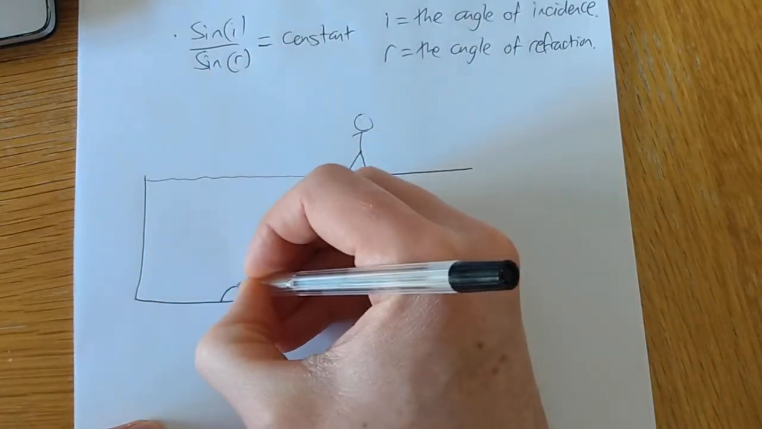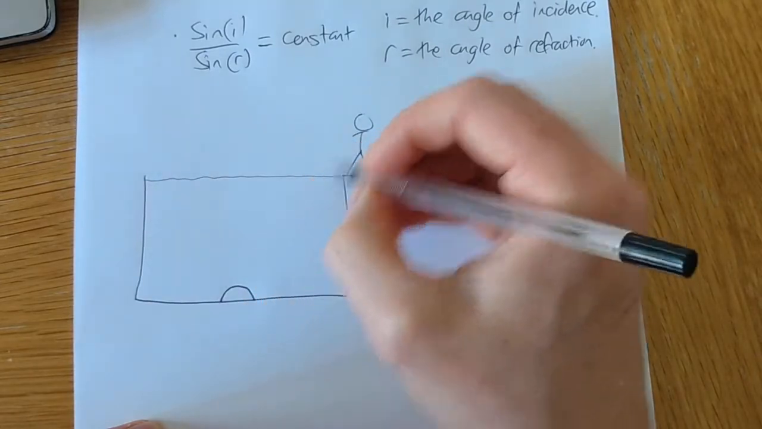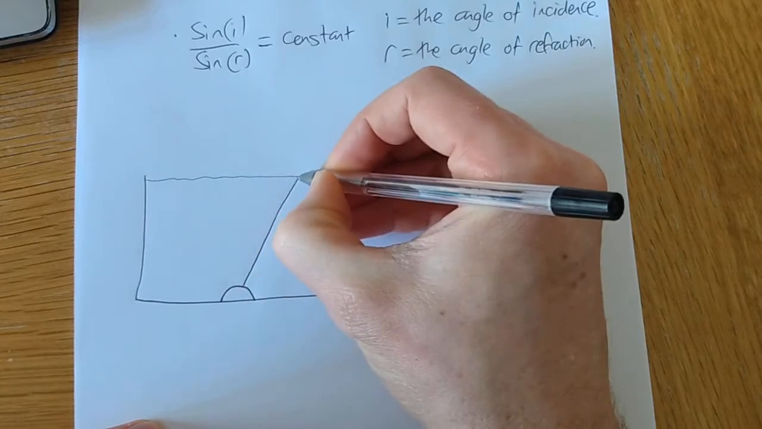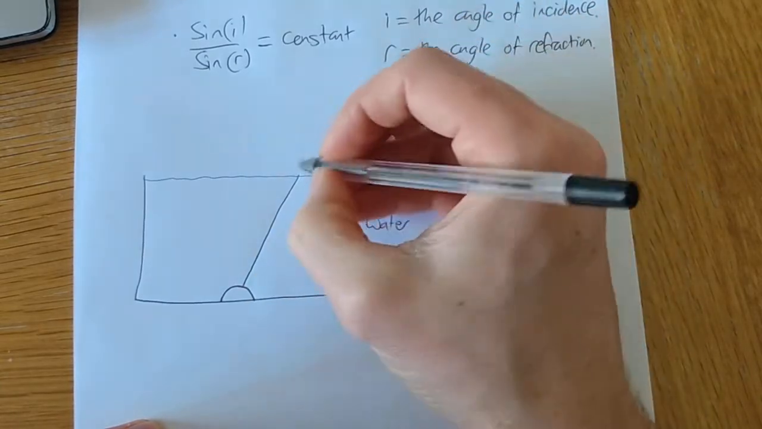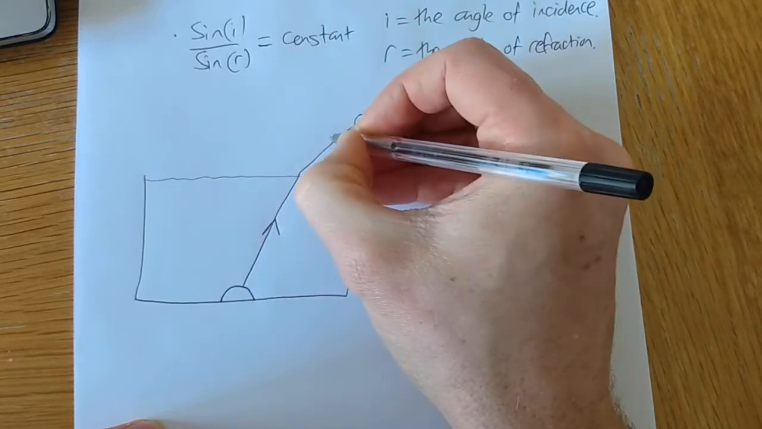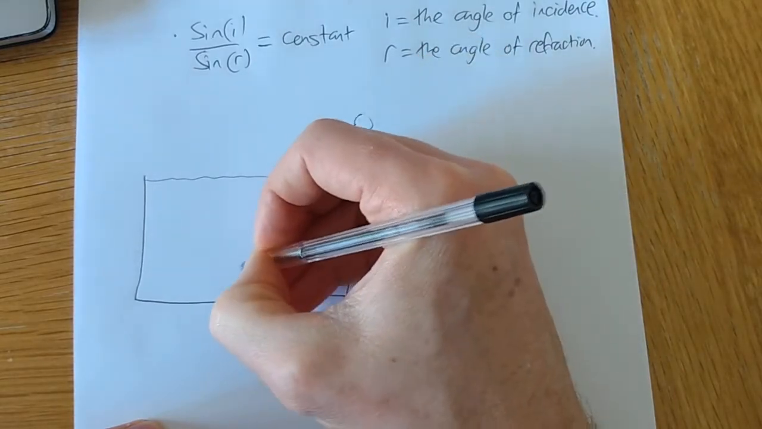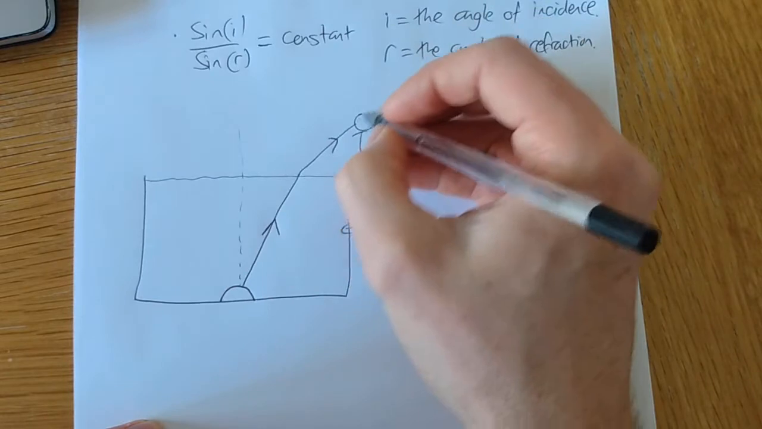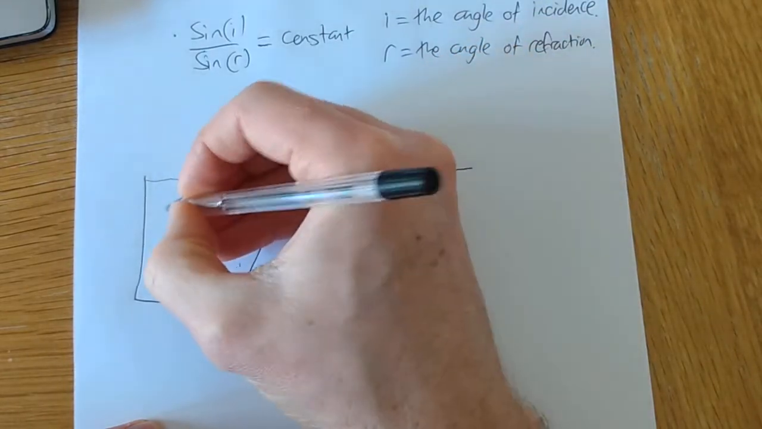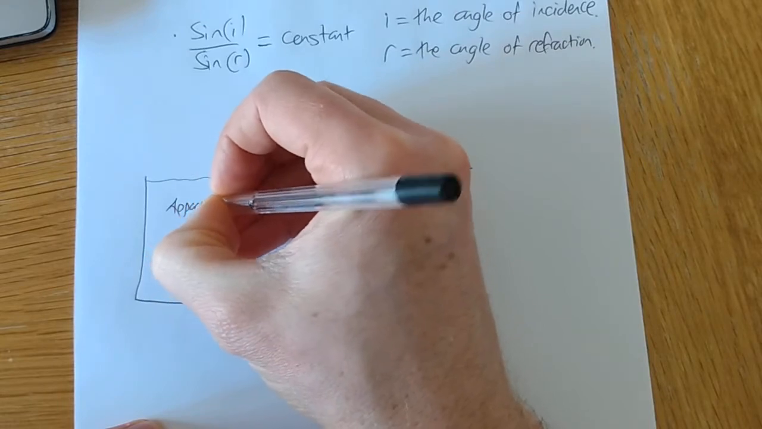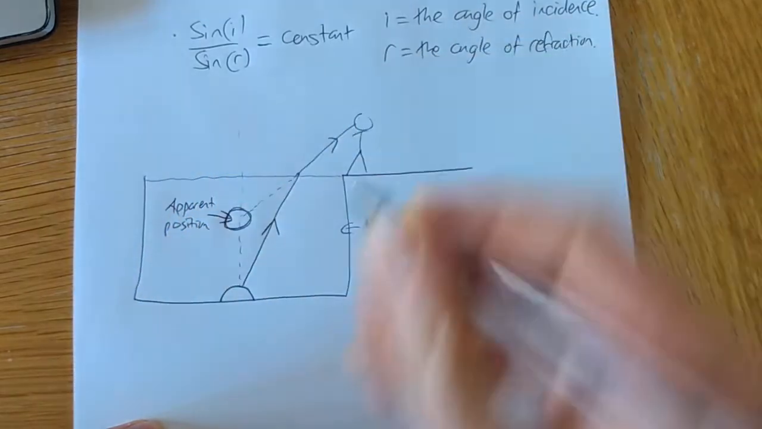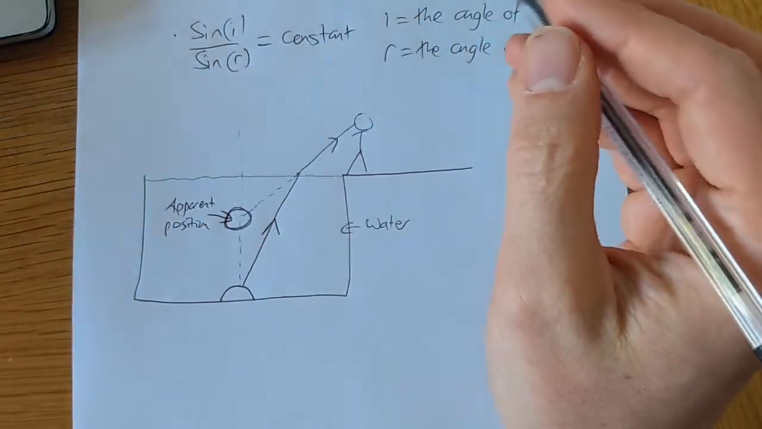Okay, so there is a lamp, and when you're going from a dense to a rare medium, it bends away from the normal. So the person thinks that the lamp is here. So this is the apparent position. So you bring it straight back from where they think they're looking.